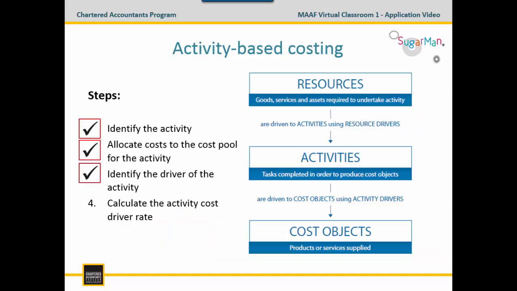We are now at the final step in answering the required: calculate the activity cost driver rate. To do this, we would take the dollar figure in the cost pool and divide it by the number of activity driver units to get a rate.